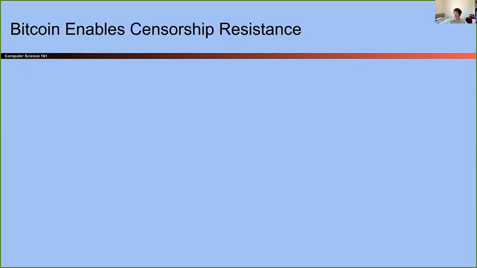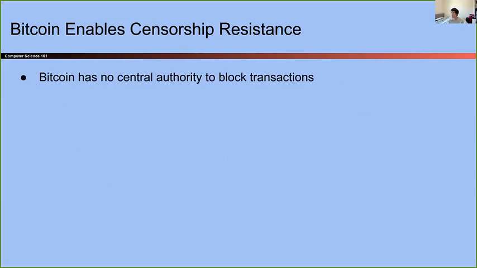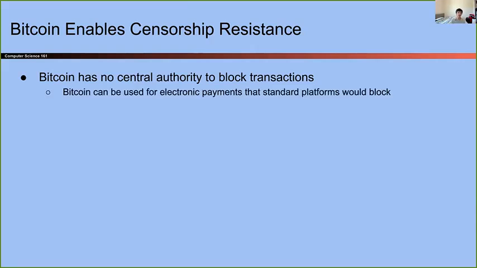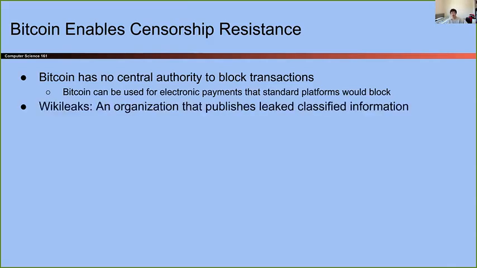There's also censorship resistance. This is more of a Nick slide, the normal instructor for this course other than me, because I kind of like censorship resistance. There's a time and a place for it, but the key point is that Bitcoin doesn't have a central authority to block transactions. So anyone can pay anyone through this electronic payment, even though PayPal or Zelle or Venmo would block it because it's for some illegal thing like drug dealing or whatever.